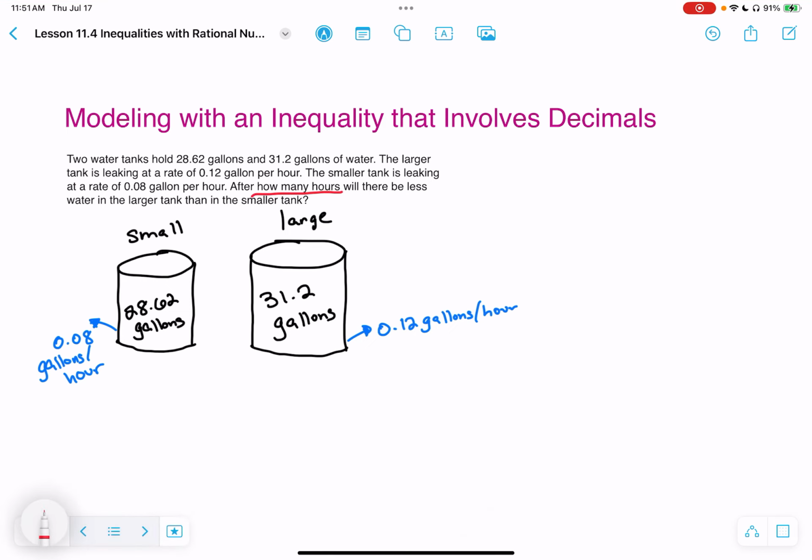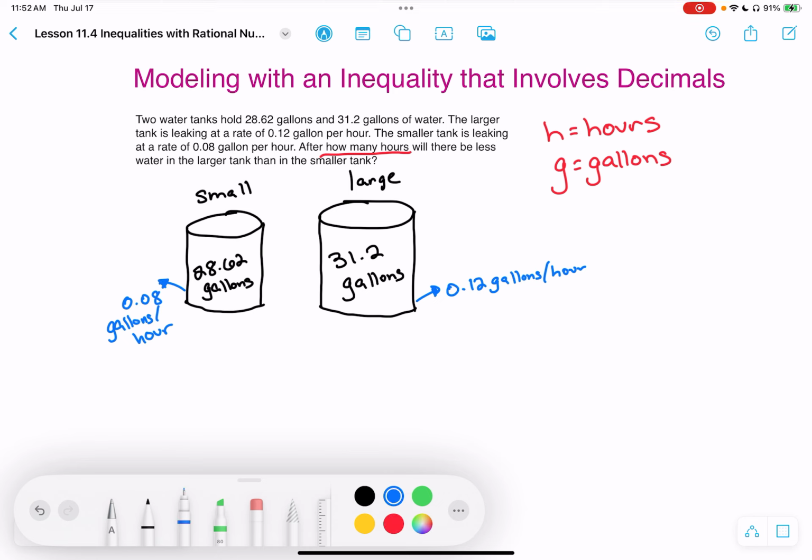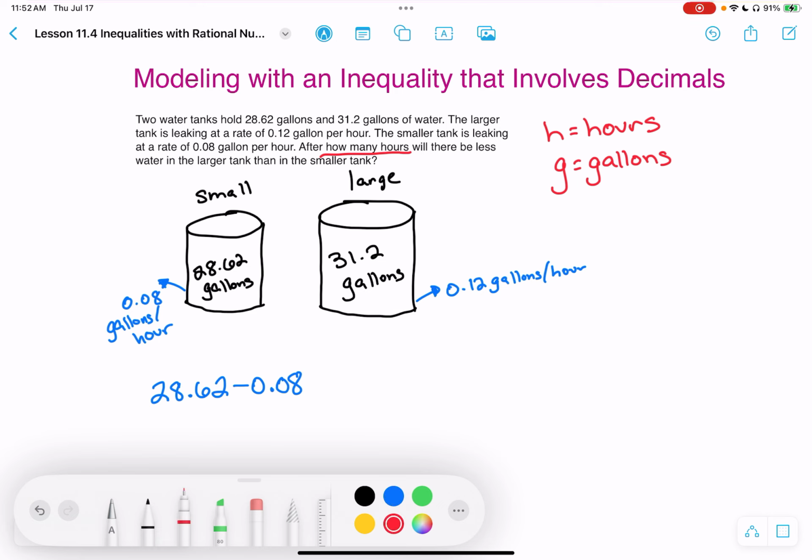Okay, so here are our two variables. After how many hours? So let's not use x and y. Let's use h for hours, and let's use g for gallons. We don't have to use x and y. Nobody tells us what to do. So let's write our two equations. So small tank has 28.62. That's our starting amount, or our initial amount. And we are losing, so minus 0.08 gallons per hour.